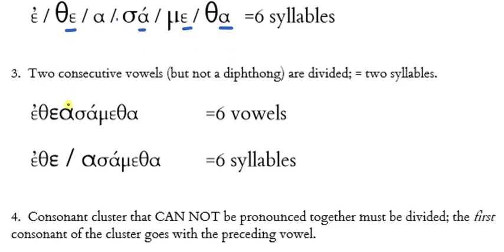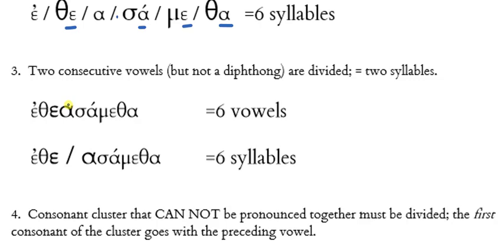Number 3, 2 consecutive vowels, but not a diphthong combination, are going to be divided. You cut those in half. They will constitute 2 syllables. So using the word etheasametha, notice that here's where I have the 2 vowels together. They are not a diphthong pair, so I need to cut that in half. All right? The alpha goes with its own syllable. Theta epsilon constitutes its own. E-the-a.